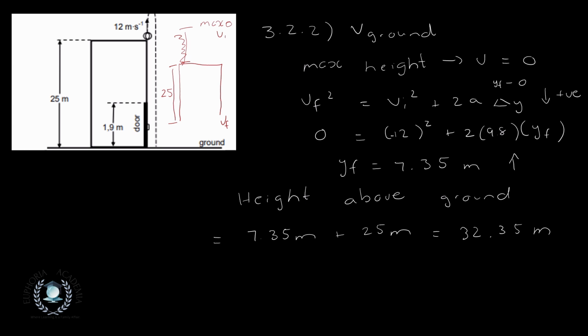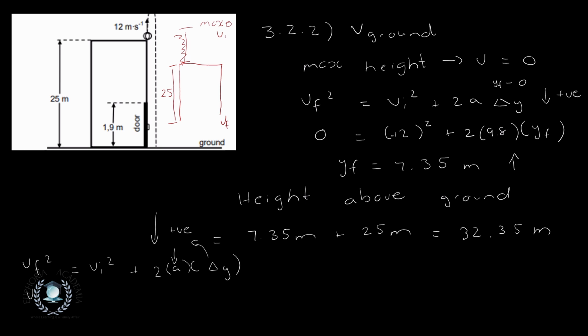Alright, now let's find what our final velocity is. We're still going to use that equation that we started with. Vf squared is equal to Vi squared plus 2a delta y. Alright, now in this case, our delta y is actually going to be positive because we're traveling all the way down. Right, and our acceleration is also pointed downwards. This is the only negative that we're going to get.